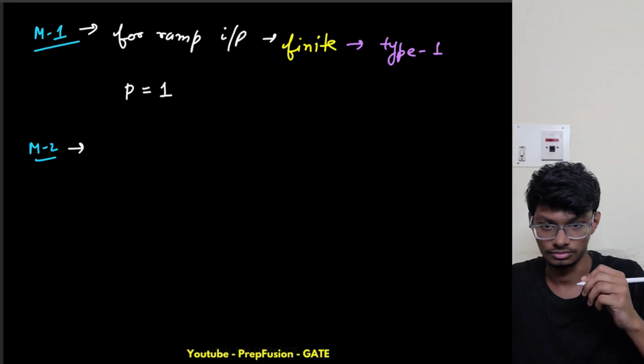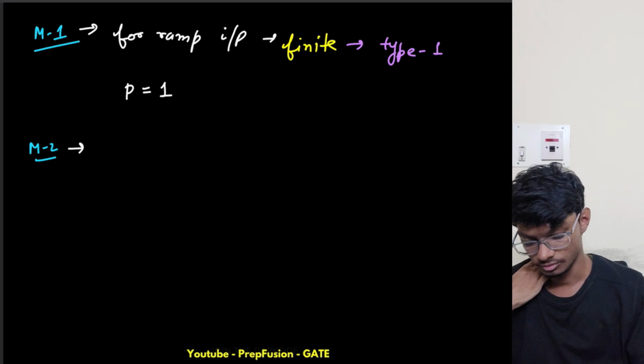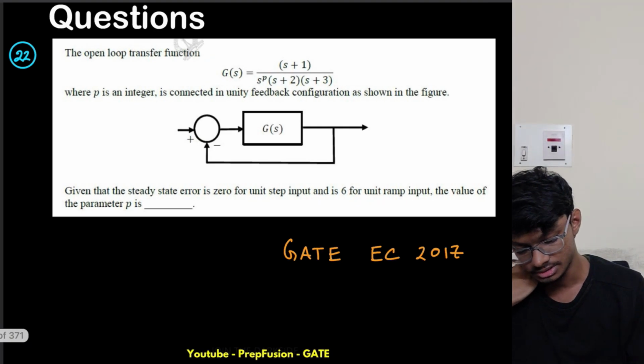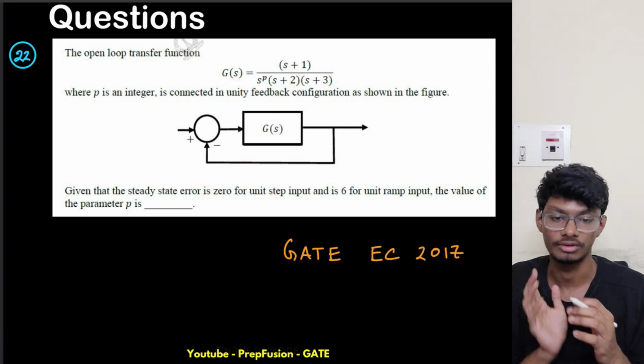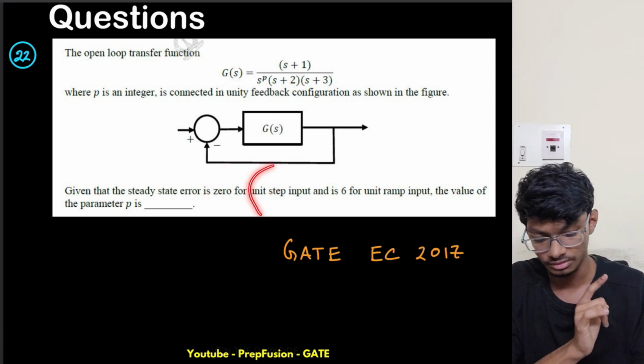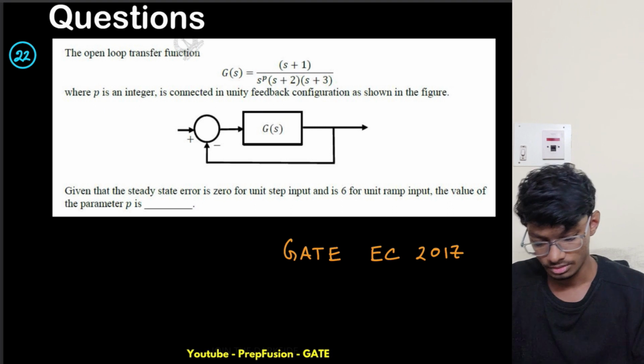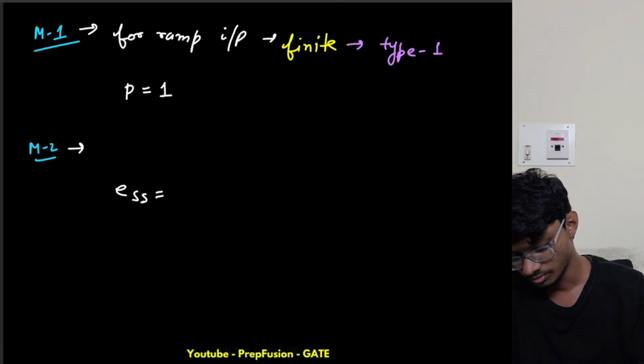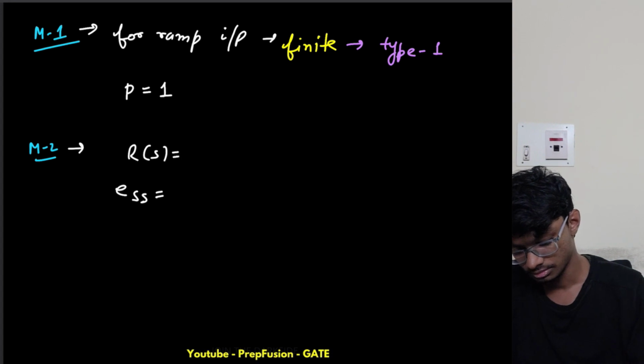Now what is method 2? Simply solve it, right? So what is my steady state error? It is telling me that I'm getting 0 steady state error for this one. So I will directly find the steady state error for a unit ramp. For a unit ramp, my R of s will be equal to 1 by s square only.